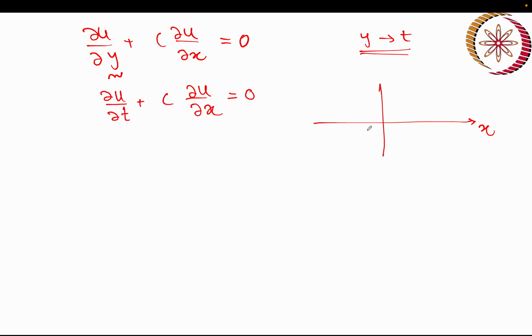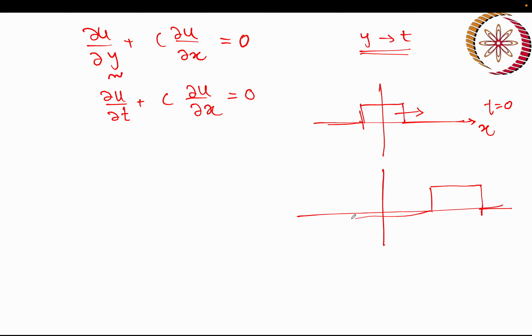the x-axis, and this actually represents the wave, where let's say we have some waveform initially. I will just draw a simple hat function. So in that case, if c is positive, this will be moving in this direction. So this is, let's say, at t equal to 0. There will not be any change in the shape, but it will just move forward in this direction.